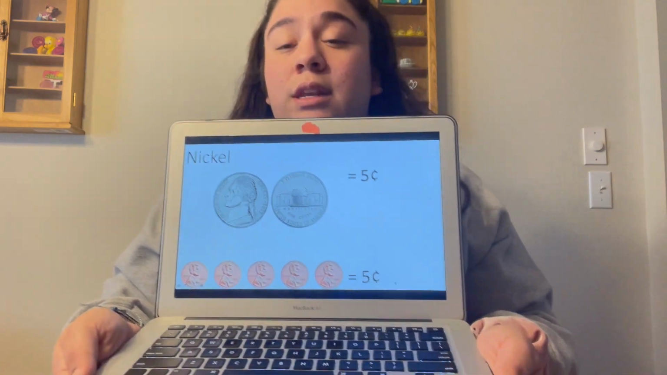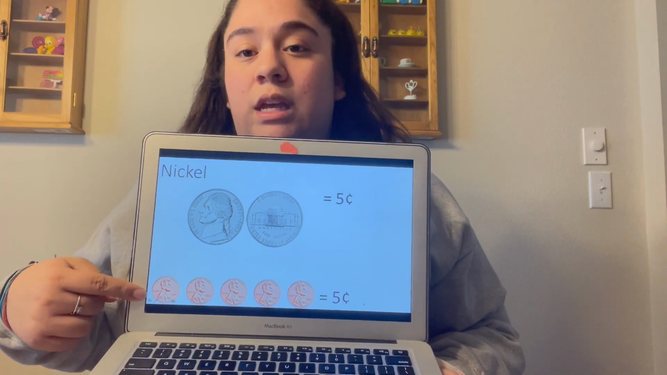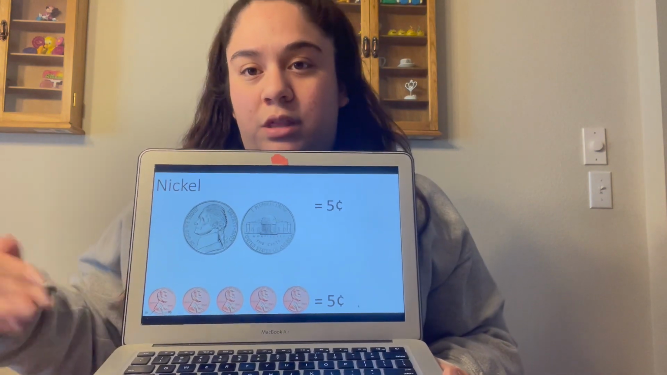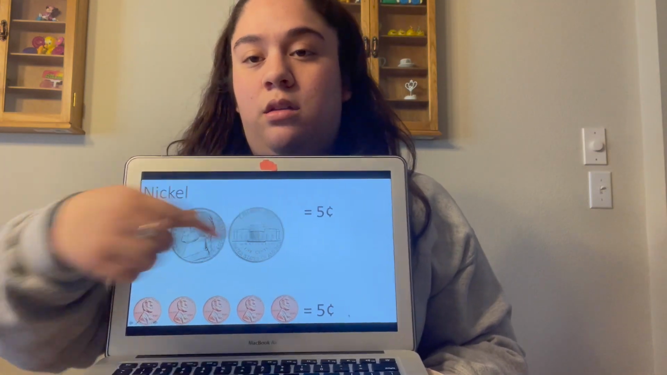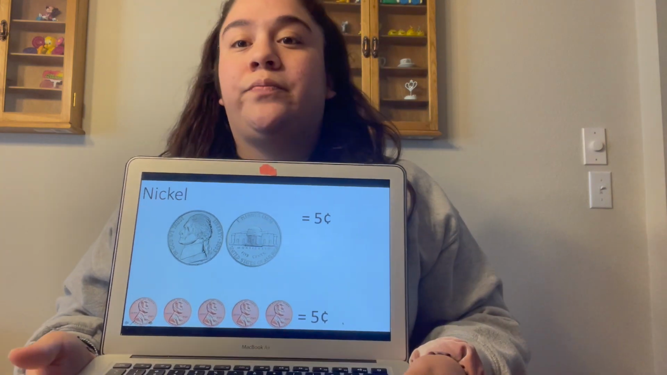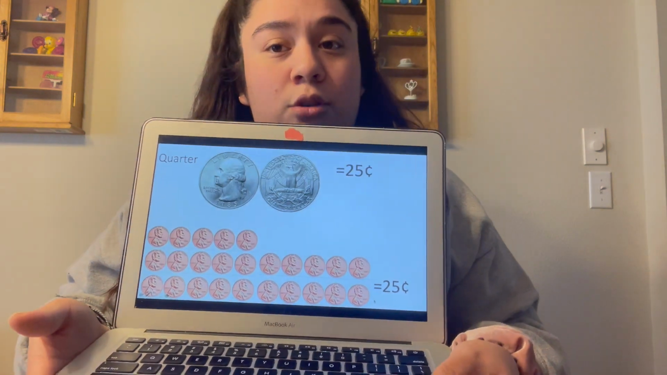After that, we went to the nickel, and it was just a review of that 5 pennies can equal 1 nickel. Again, it showed the symbol with the number value right here and here, showing that 1 nickel also equaled 5 pennies. Again, the same with the dime and the quarter.